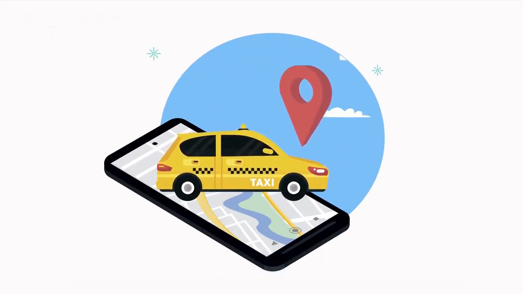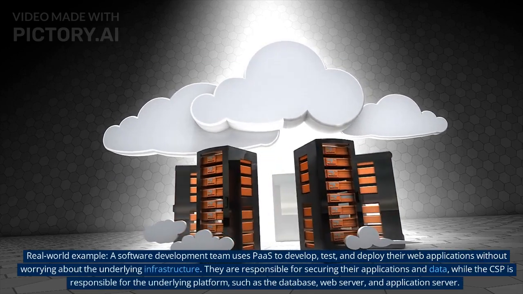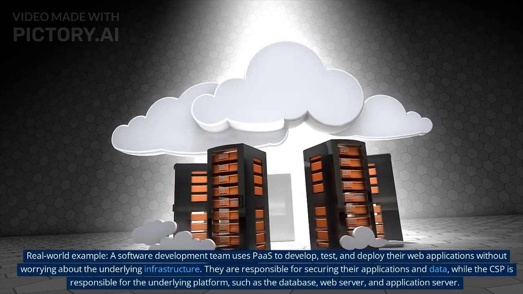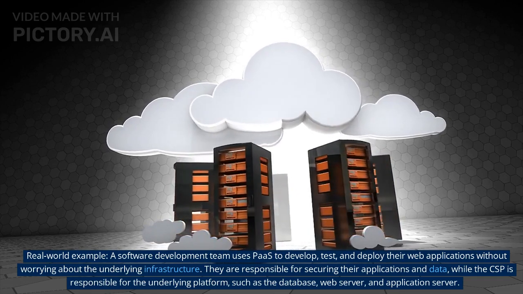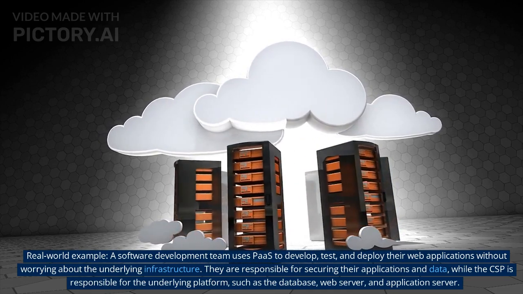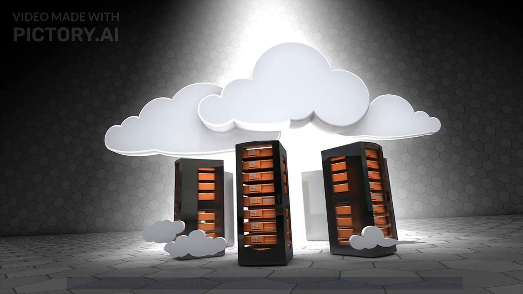infrastructure. Real-world example: a software development team uses PaaS to develop, test, and deploy their web applications without worrying about the underlying infrastructure. They are responsible for securing their applications and data, while the CSP is responsible for the underlying platform, such as the database, web server, and application server.